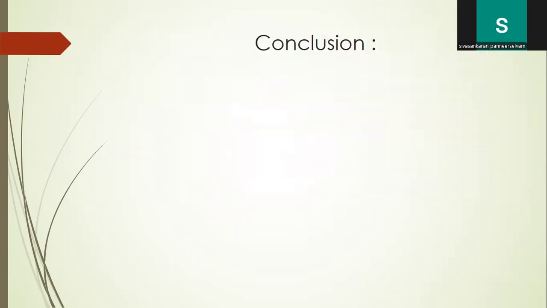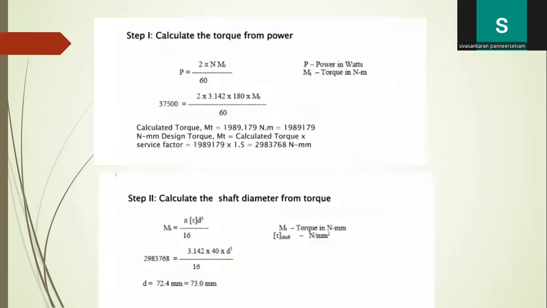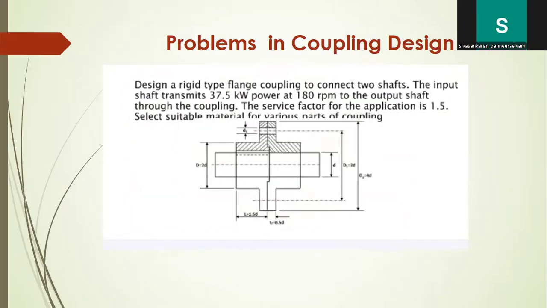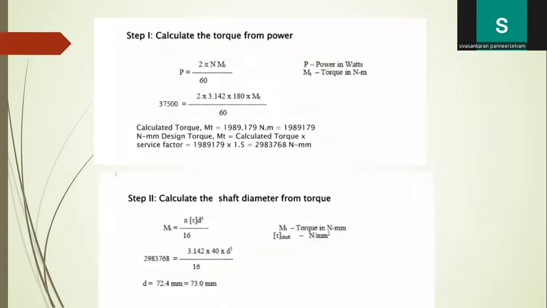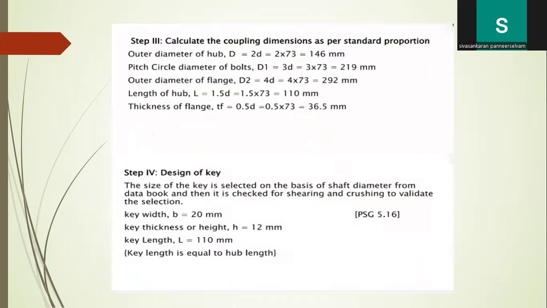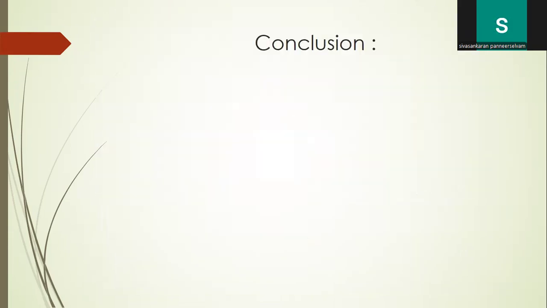So, in this problem, we have proved the design of the protective type flange coupling, that is a rigid coupling, for a given power and speed, considering the service factor, and also depending on the material selection, we have tested the different types of stress acting on the various structure of the coupling joint by referring to the corresponding material and the formula from the design data book. And finally, we have proved that the design is safe for all the parts of the flange design.